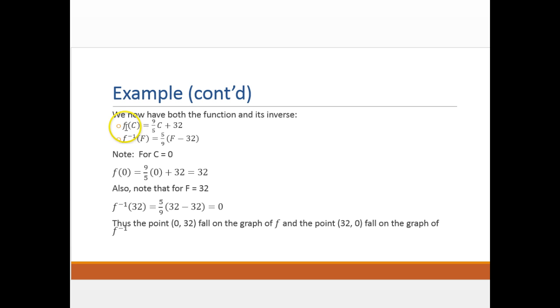So here are our two functions. F of C is 9/5 C plus 32. F inverse of F is 5/9 times F minus 32. Now notice for C equals 0, F of 0 is 32. And also notice for F equals 32, f inverse of 32 equals 0. So the point (0, 32) falls on the graph of f, and the point (32, 0) falls on the graph of f inverse. What's going to happen is that your domains and your ranges are going to be interchanged.